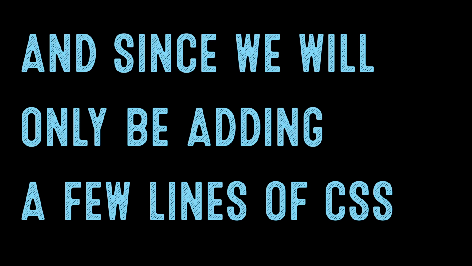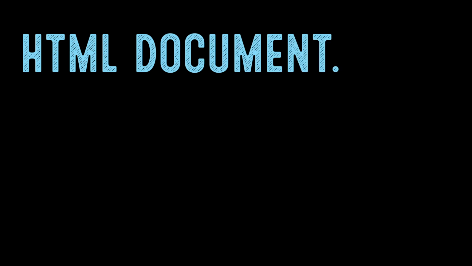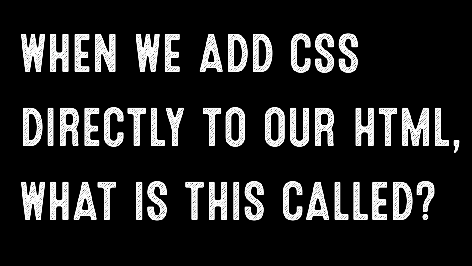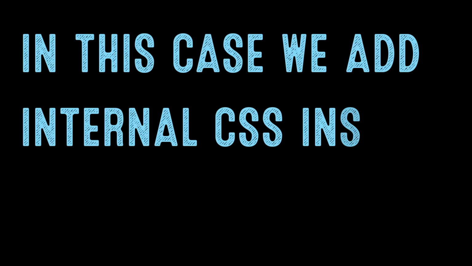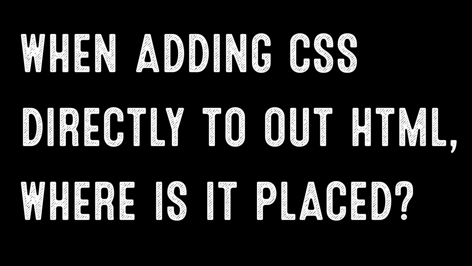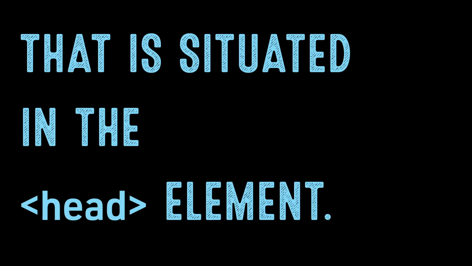And since we will only be adding a few lines of CSS styling, we will add the CSS directly to the head of our HTML document. When we add CSS directly to our HTML, what is this called? In this case, we add internal CSS instead of external CSS. When adding CSS directly to our HTML, where is it placed? Internal CSS is added within a style element that is situated in the head element.